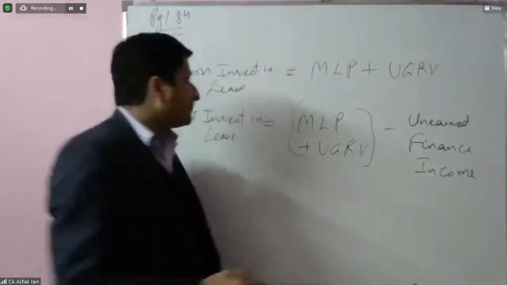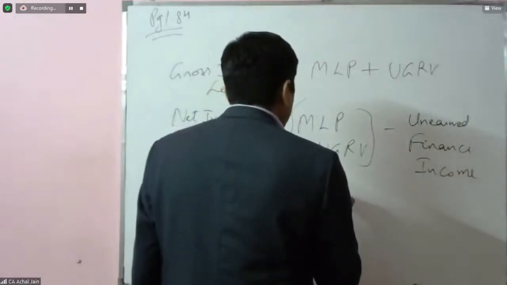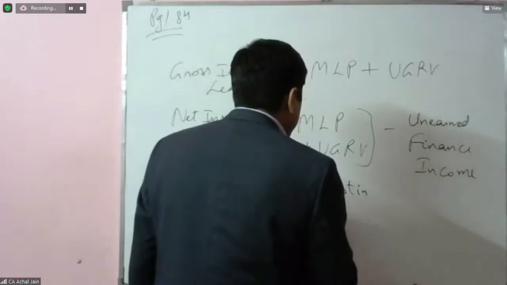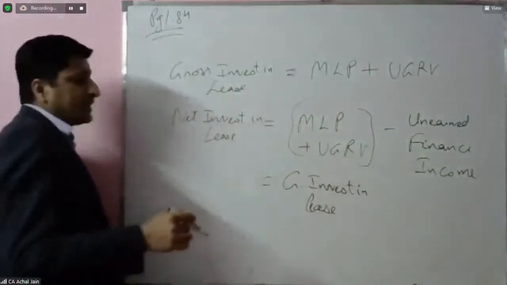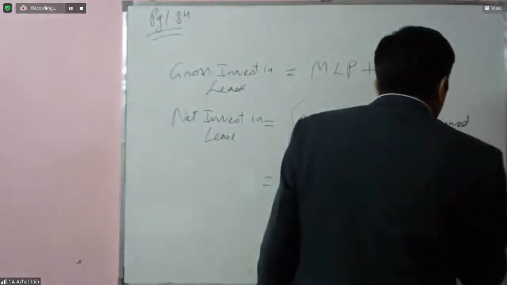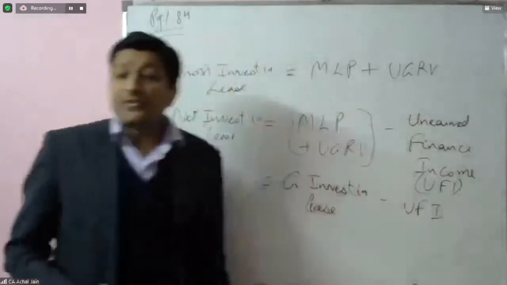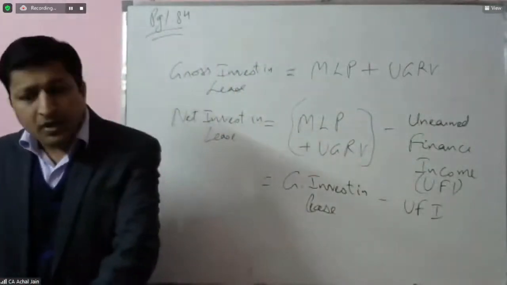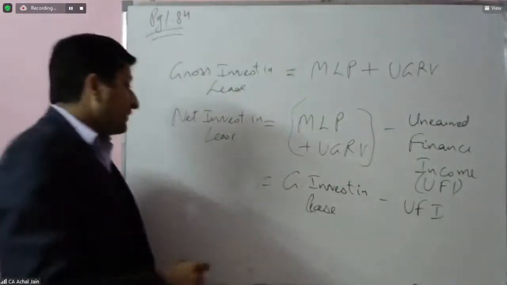Unearned finance income. Or you can say from the gross investment in lease, these two are what? GRV. Sorry, gross investment in lease. From this, what do you need to reduce? Unearned finance income. Unearned finance income means the interest component in this. Okay. Therefore, what do we say?